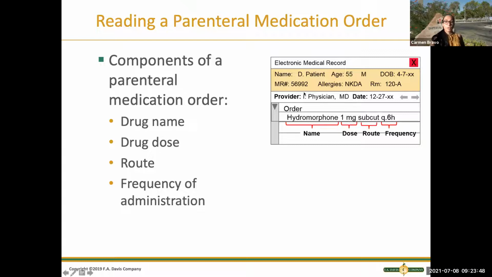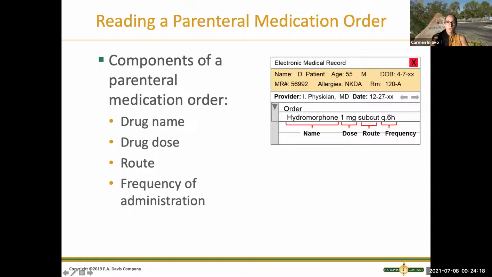The example here that you see, we have the patient's medical record, and then the physician's order. You see here as an example, we have the medication's name. This is hydromorphone, Dilaudid. It's a really strong pain medication, like 10 times stronger than morphine. The dose is 1 milligram, to be given subcutaneous every 6 hours as the frequency. So all of those will be the components of your parenteral order.